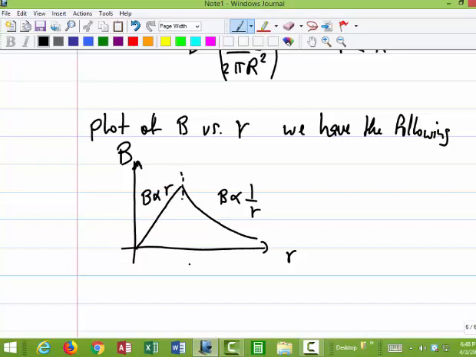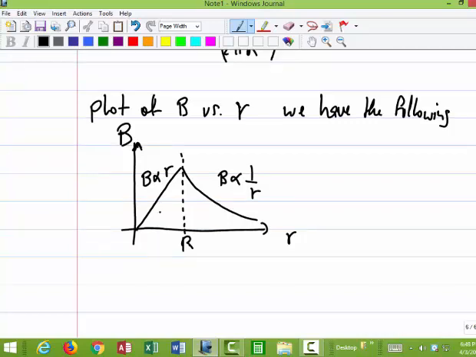And at this point here is the surface of the wire R. So this is inside. Questions on that? You say inside and outside, just the radius? Yeah, inside the wire itself and outside the wire, because it's a thick wire.